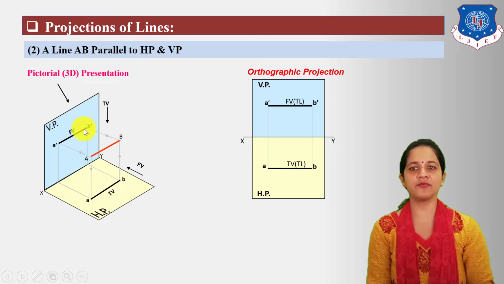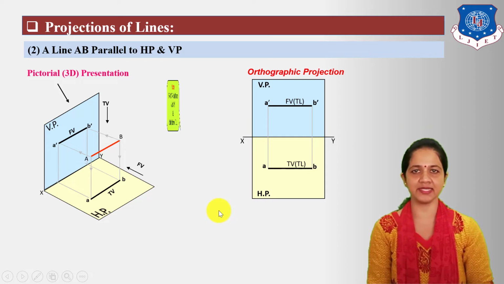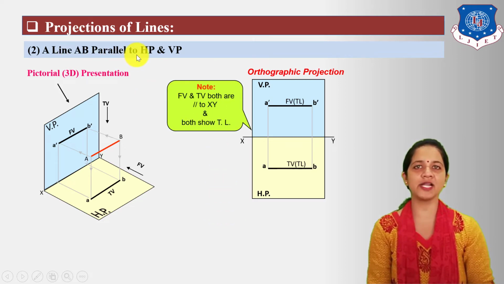So the front view of given line AB, A dash B dash, is located above the XY line, and the top view of given line AB is located below the XY line. Now what is the conclusion of this case? When a line is parallel to HP and VP both, then the front view and top view both are parallel to XY and both show true length.